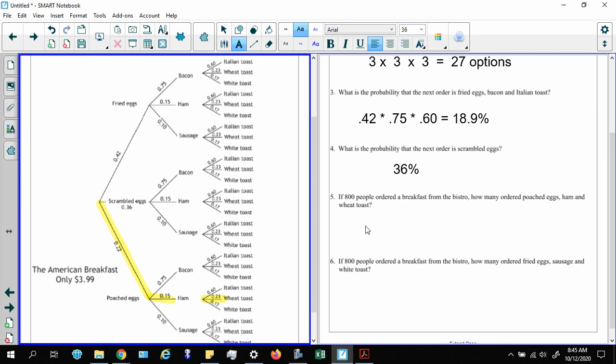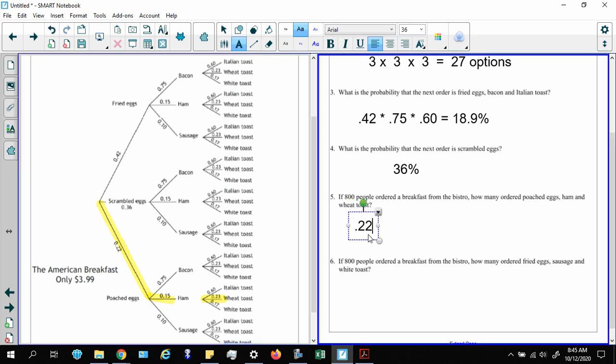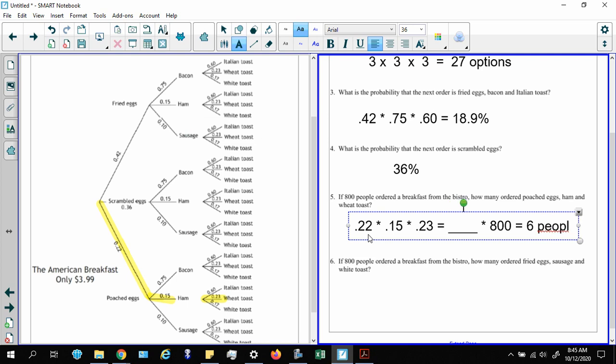Okay, so let's go ahead and multiply all of our percentages. 22% times 15% times 0.23, and we're going to get our percentage, and then we are going to multiply that by 800 people. So how many of those 800 people actually got that one combination? 6. 6 people. Okay? All right.